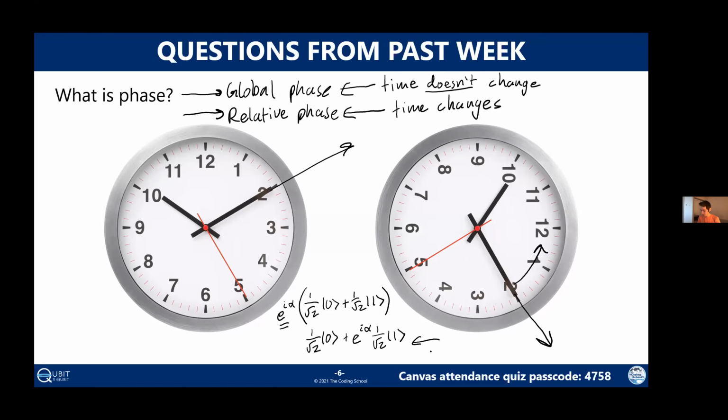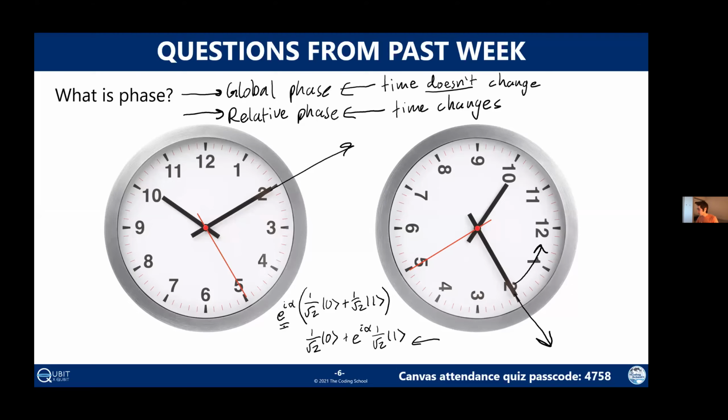So this is a really important distinction to make in quantum computing. Oftentimes you'll see people just randomly start multiplying a whole quantum state by some phase factor. And the reason they're allowed to do that is because a global phase does not change anything. It's like rotating the whole clock.